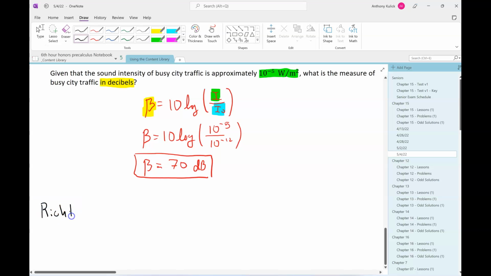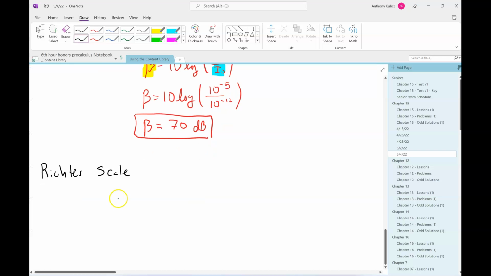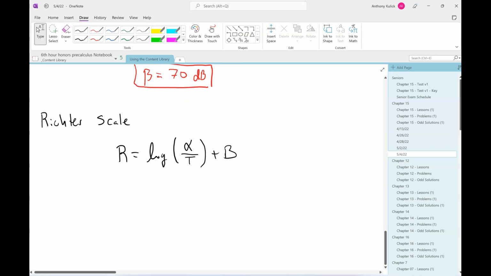Another model is the Richter scale. What does the Richter scale measure? Earthquake magnitudes, yeah. So this is the Richter scale equation. And I'm going to abbreviate earthquake as EQ because that's a lot of letters. So R is just the magnitude of the earthquake.